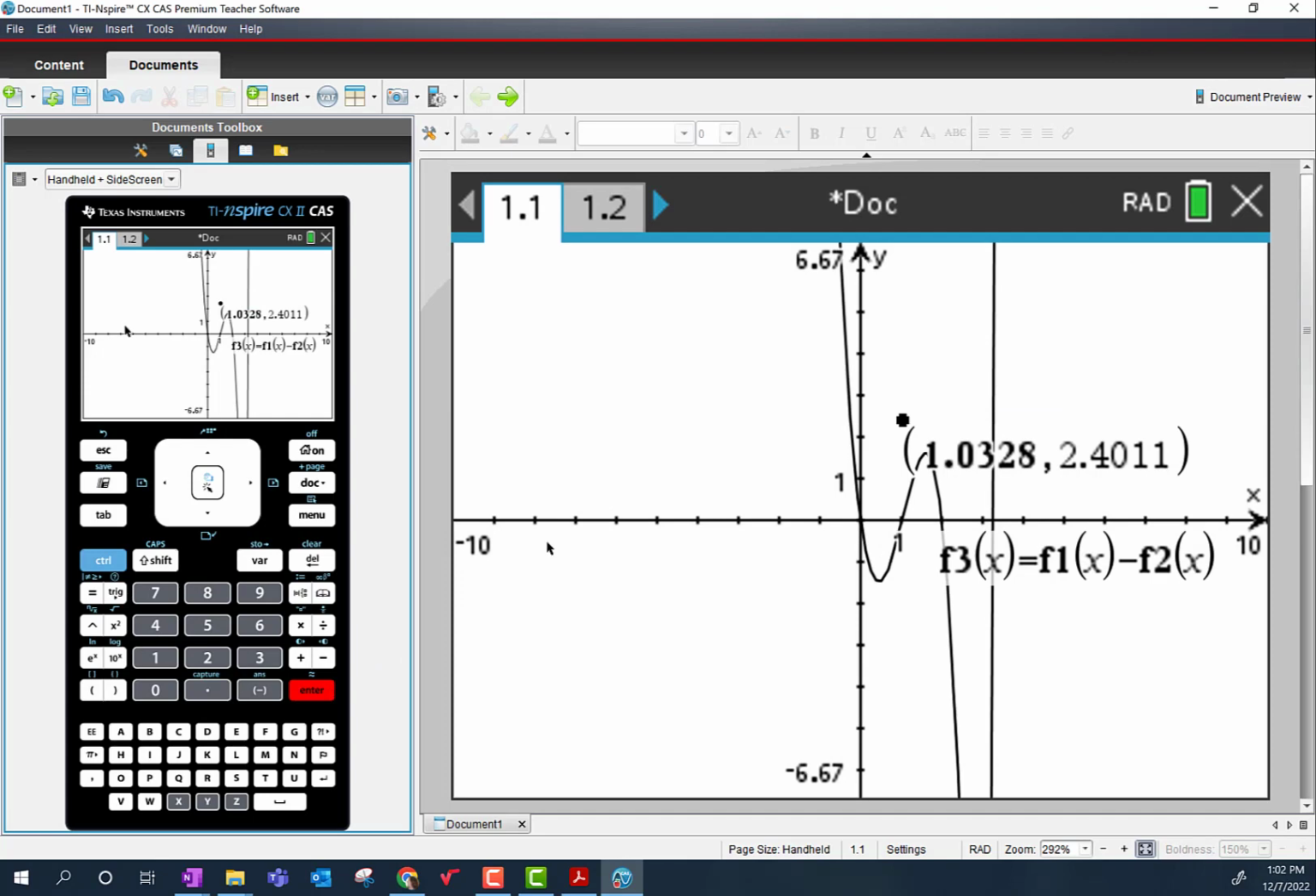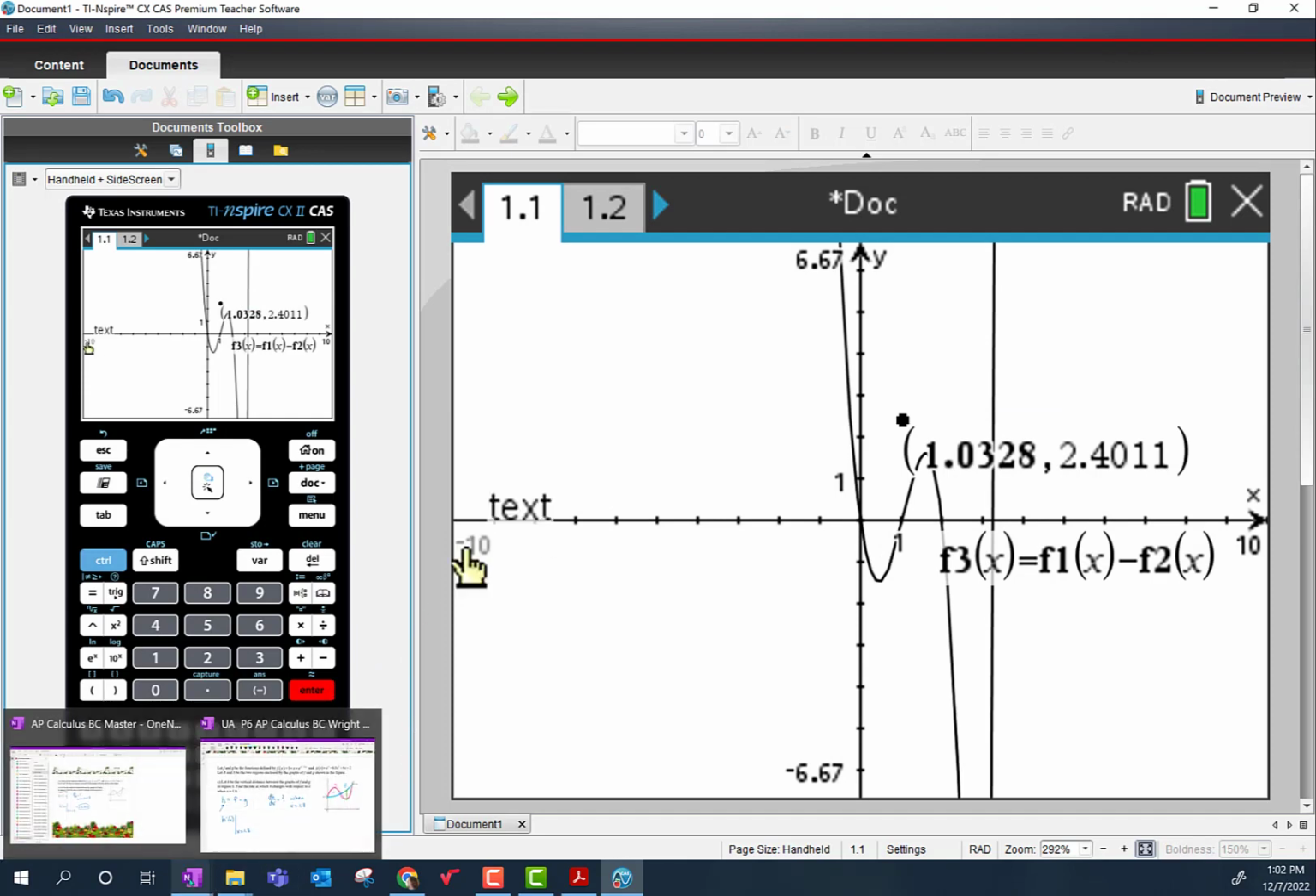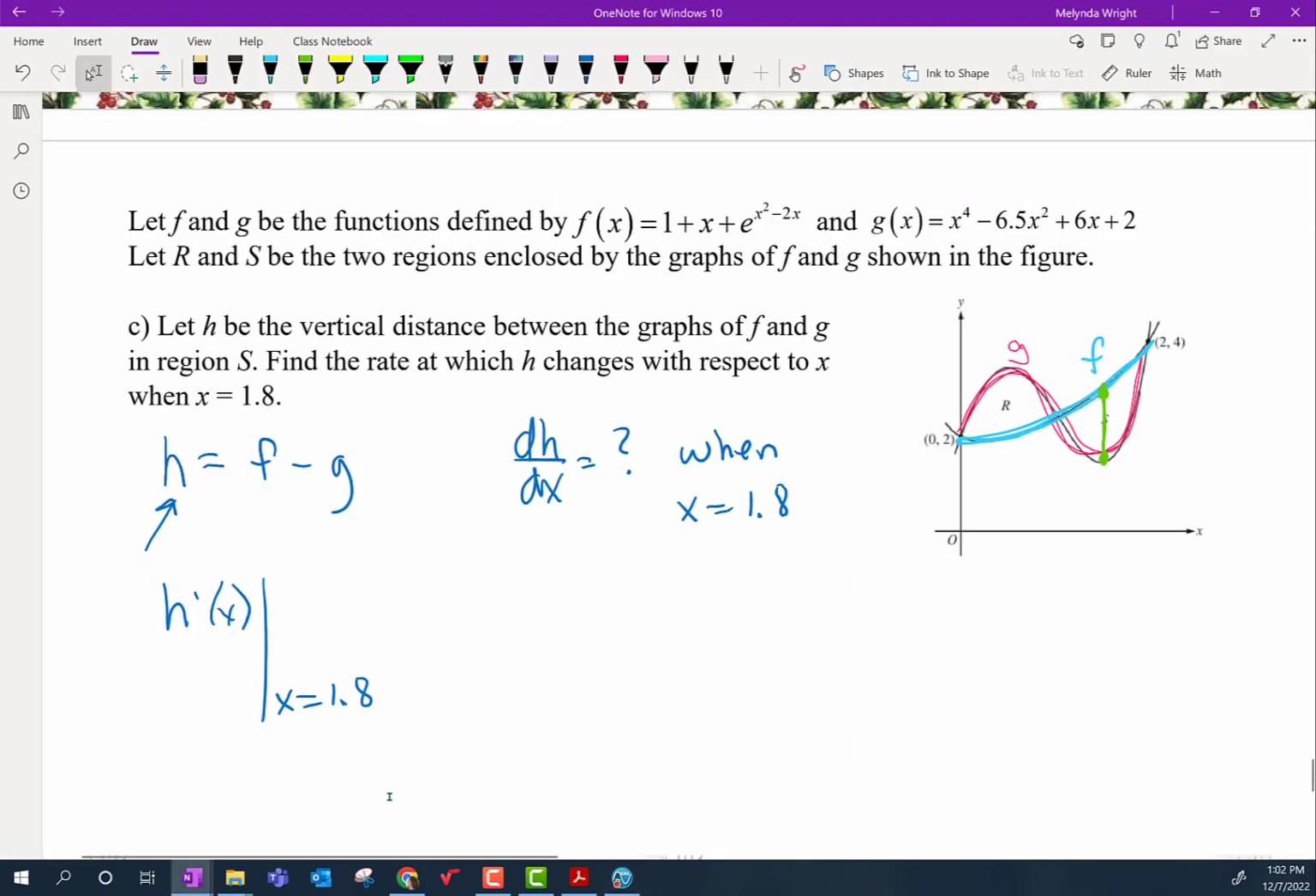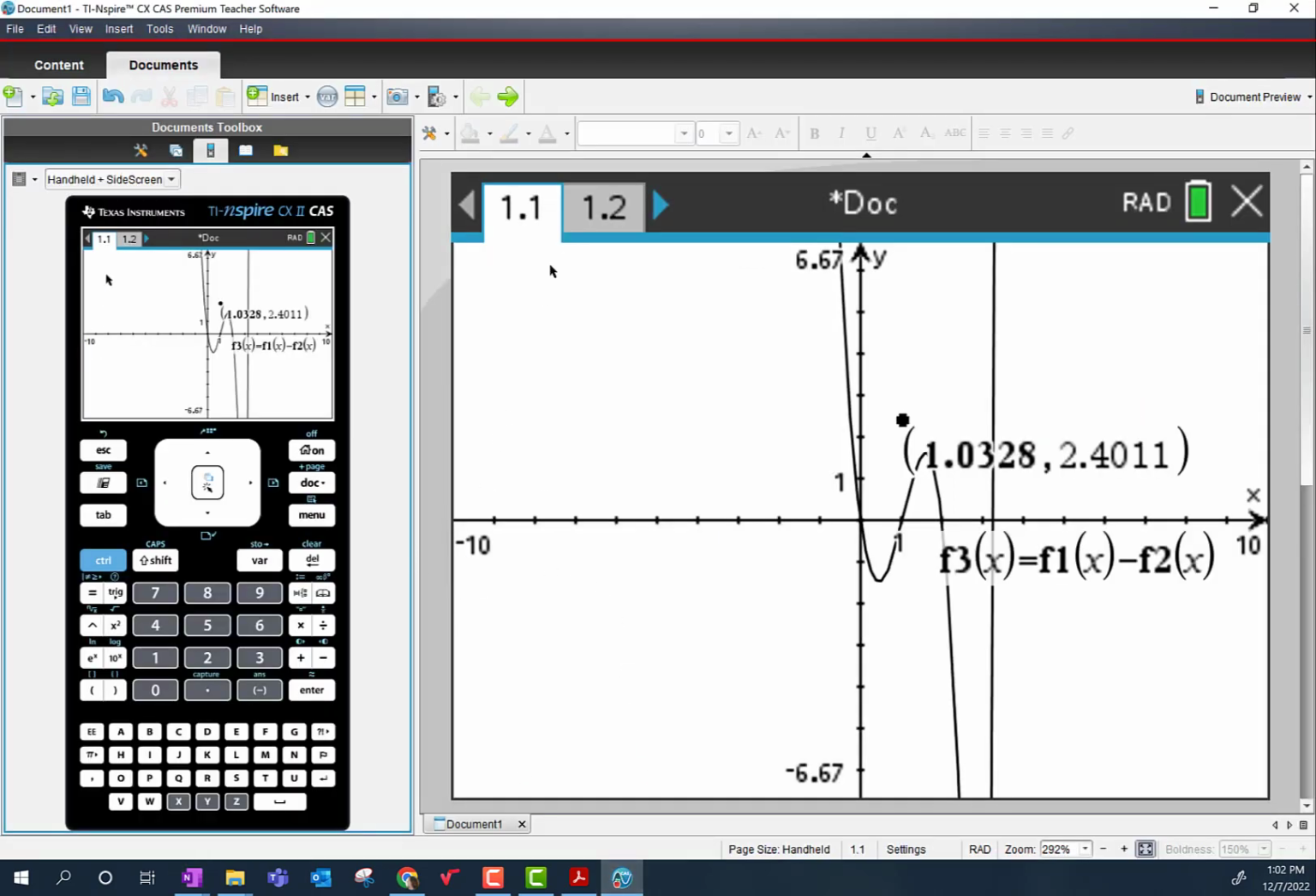So that's actually h. So I'm going to go over to my document. I'm just going to make note of that. So I am putting h is in f3 of x. That's where I put it. That's where h is.